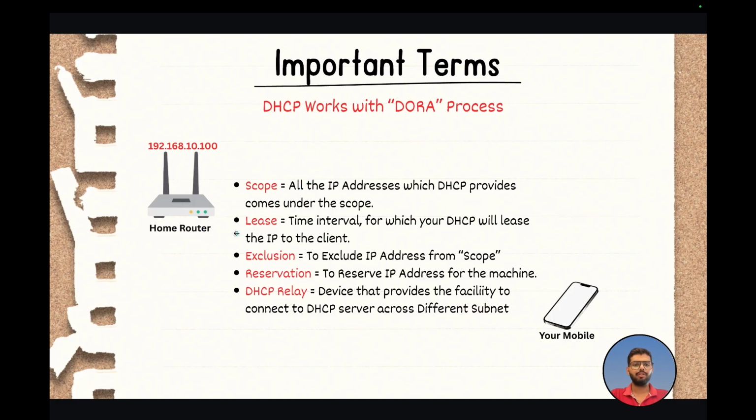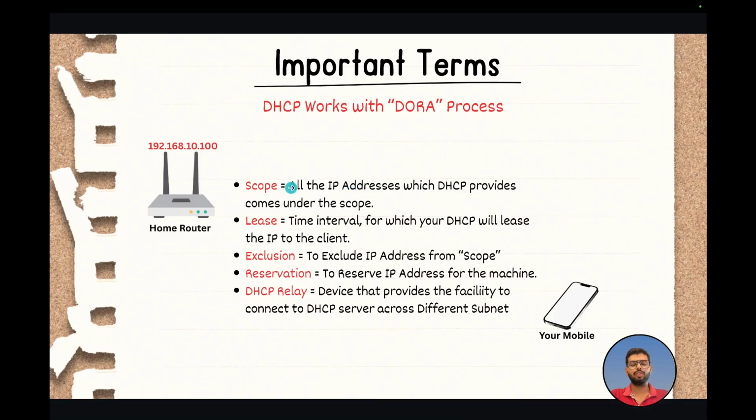Now lease is the time interval for which your DHCP server will lease the IP to the client. It's something like, let's say we are staying at some place, but we are paying rent. So while paying rent, you have been granted some lease to occupy that particular land. It is like this only. Your mobile will not keep the IP address forever. Your mobile will take the IP address for some time, which is called lease time. Let's say your device will take an IP address for 1 hour. So after 1 hour, the lease will expire and your mobile has to renew the IP address.